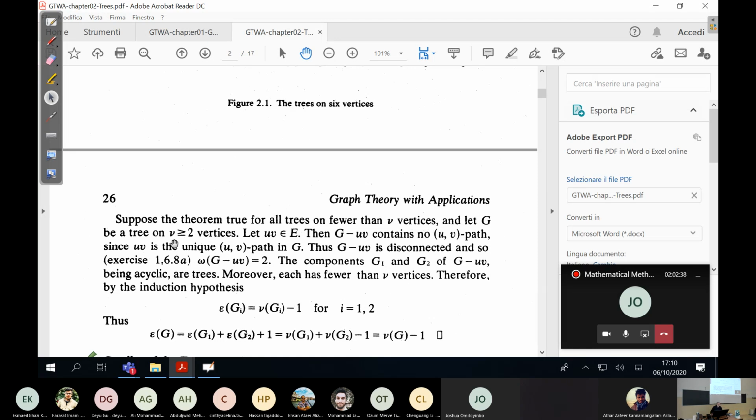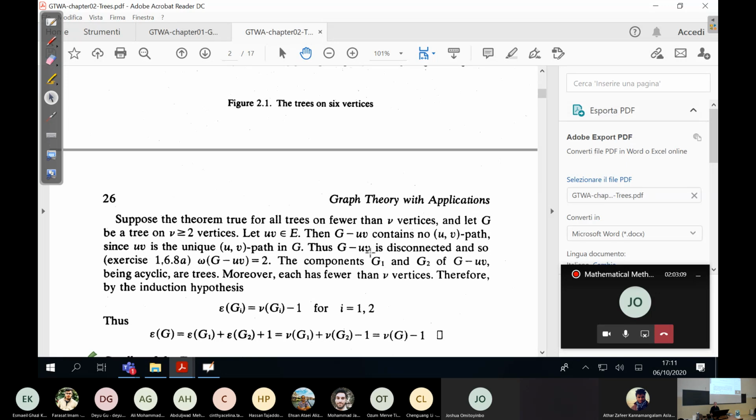Okay, now let G be a tree on n vertices with n at least 2. Since 1 is already settled, let's start with 2. Now, pick any edge of the tree. Take it away. Let's call this edge UV, meaning U and V are the two ends of this edge.